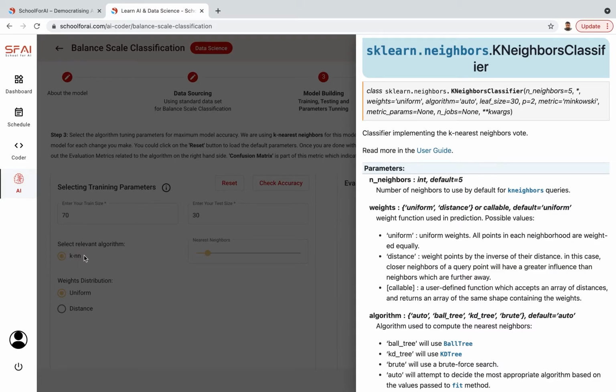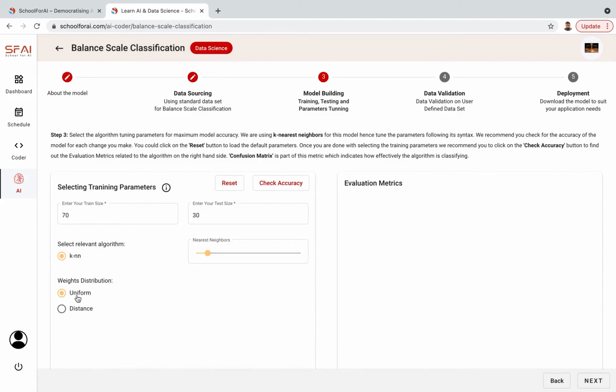Here is an intermediate level, so you could do some modifications here. It is a KNN we are using, and then you could change the nearest neighbors, or you could take the weight distribution uniform, or distance method, and then nearest neighbors, you could select how many nearest neighbors. After doing a lot of modifications, if you're not sure, then click on reset. It will reset to the basic version to start somewhere.